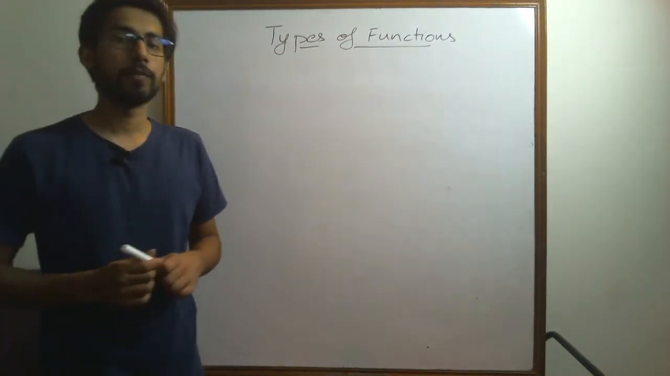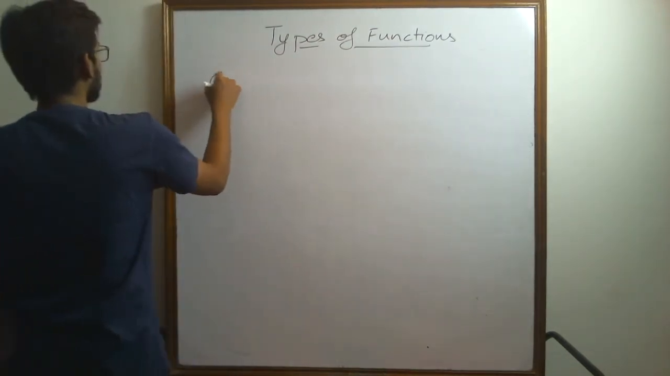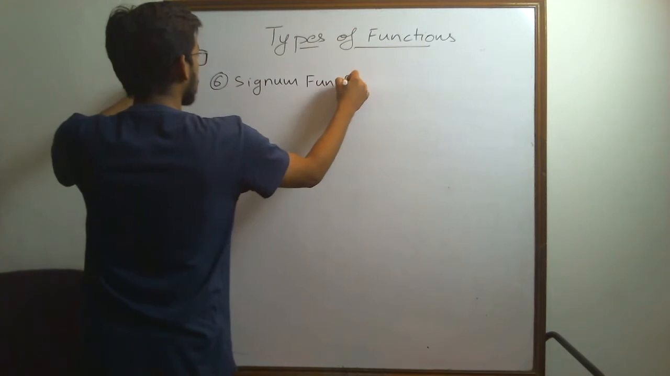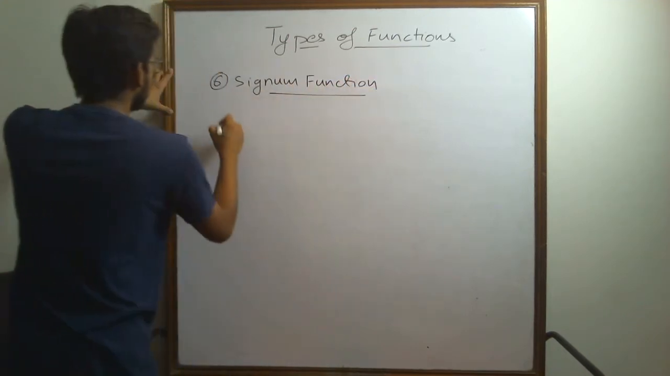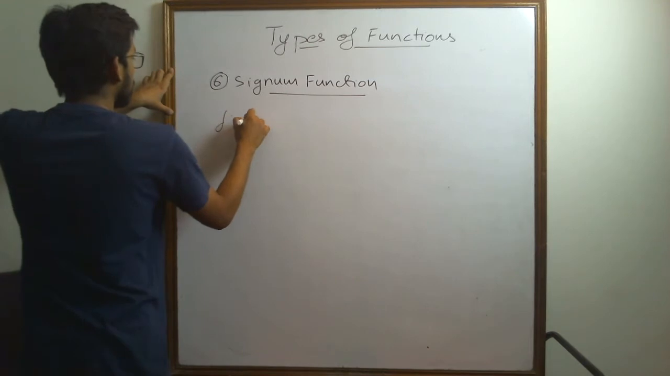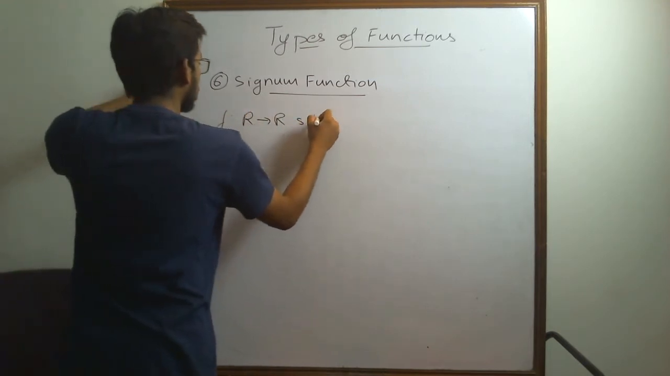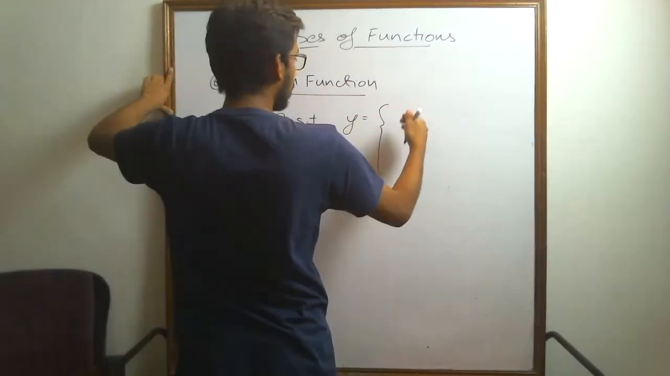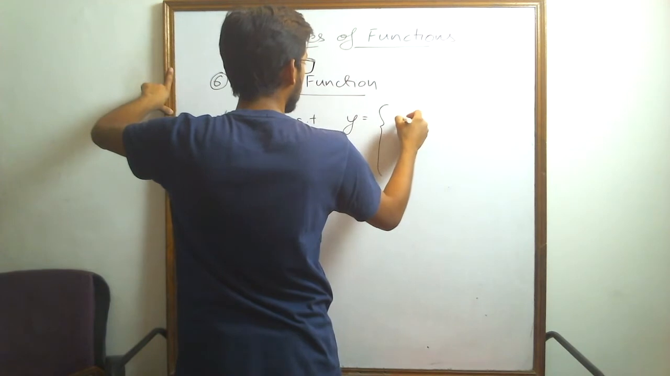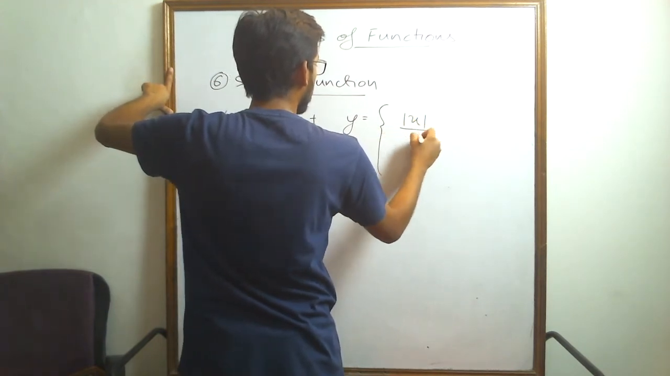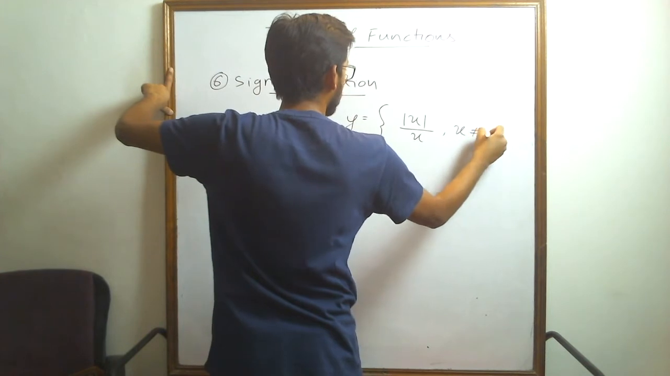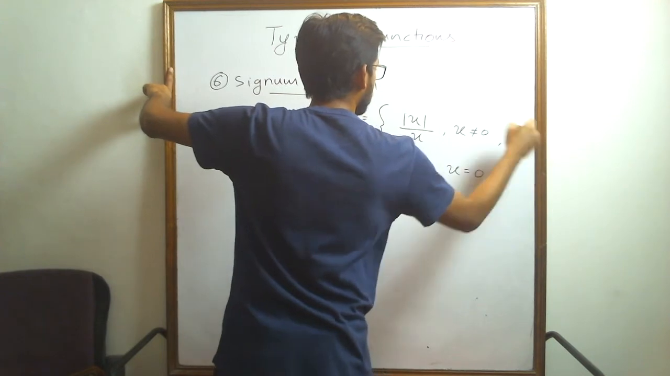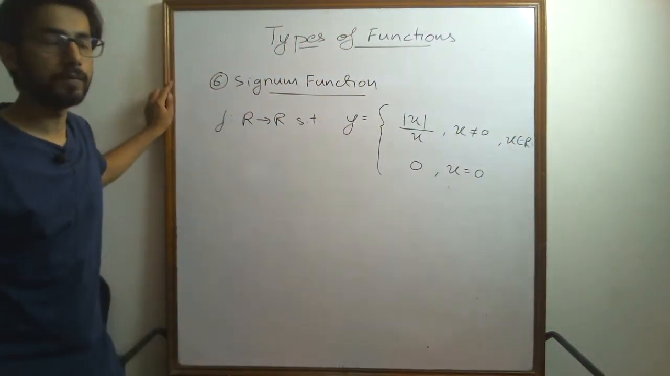Okay, so the next type of function is the signum function. Let us define a function f from R to R such that y is equal to, now it is a piecewise function, so we will divide it into two parts. Mod x upon x when x is not equal to 0 and 0 when x is equal to 0. This is the signum function.